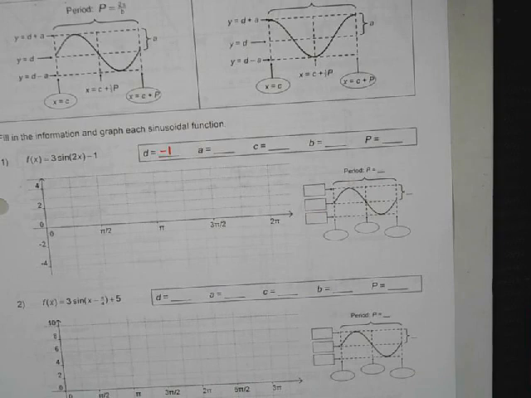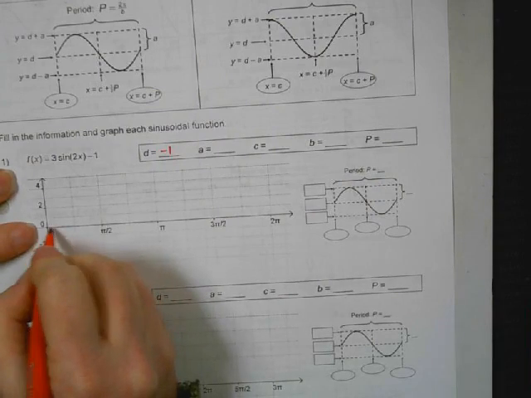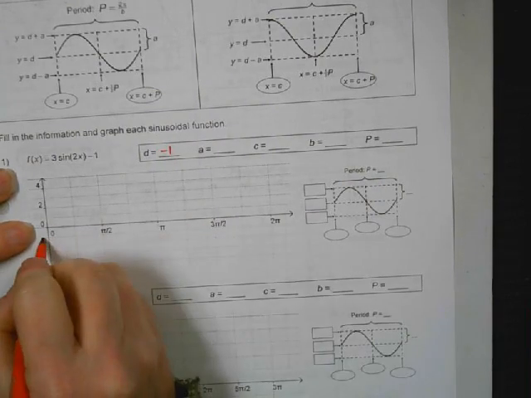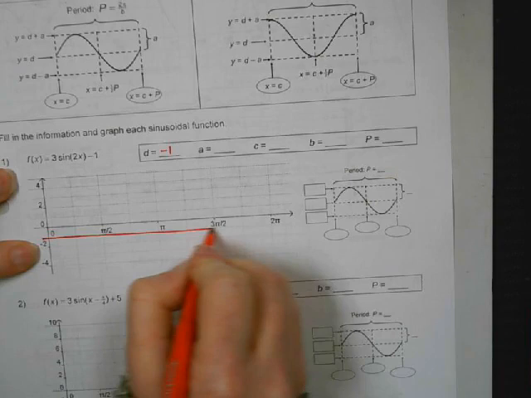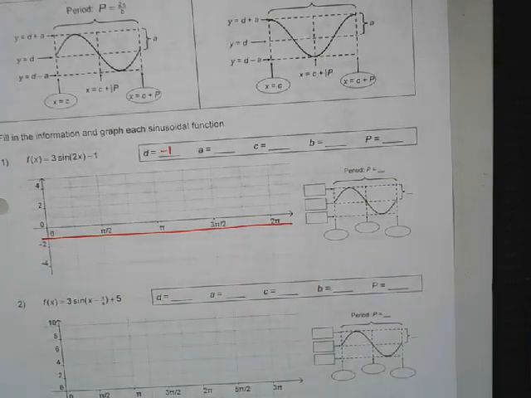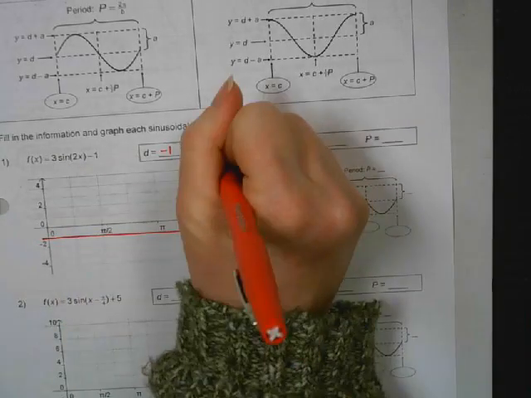Now, that changes my central axis. So once I identify that I have a new D, instead of having it at the x-axis, I'm going to draw in a line at -1 because that's my new axis. You can put it in dashed if you want to. I just couldn't see it if I did that. So my amplitude is 3.